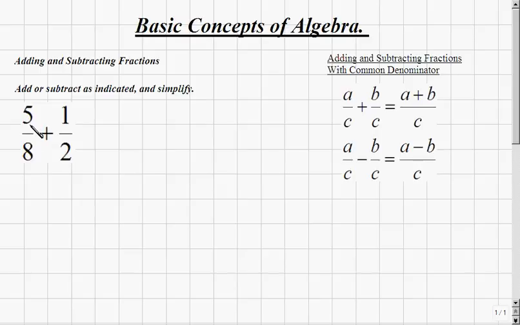Let's add the fractions together, 5/8 plus 1/2, and simplify the result. To begin, we'd like to add these fractions together using our rules on the right. However, our rules on the right are for common denominators.